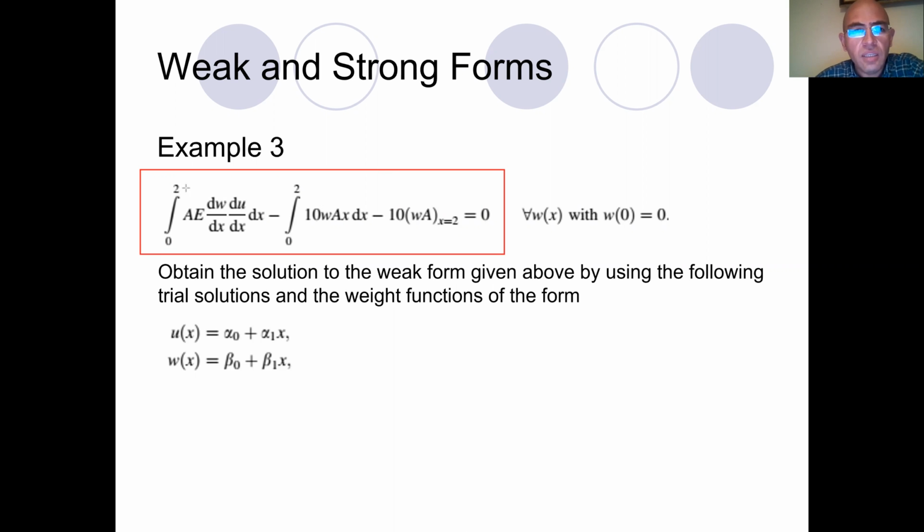For this problem, it is the integral from 0 to 2 of AE dw/dx du/dx dx, minus the integral from 0 to 2 of 10w dx. So this is the source term, and minus 10w at x equal to 2. So 10 is the traction, the prescribed stress, for example. And we are asked for the solution of this problem.